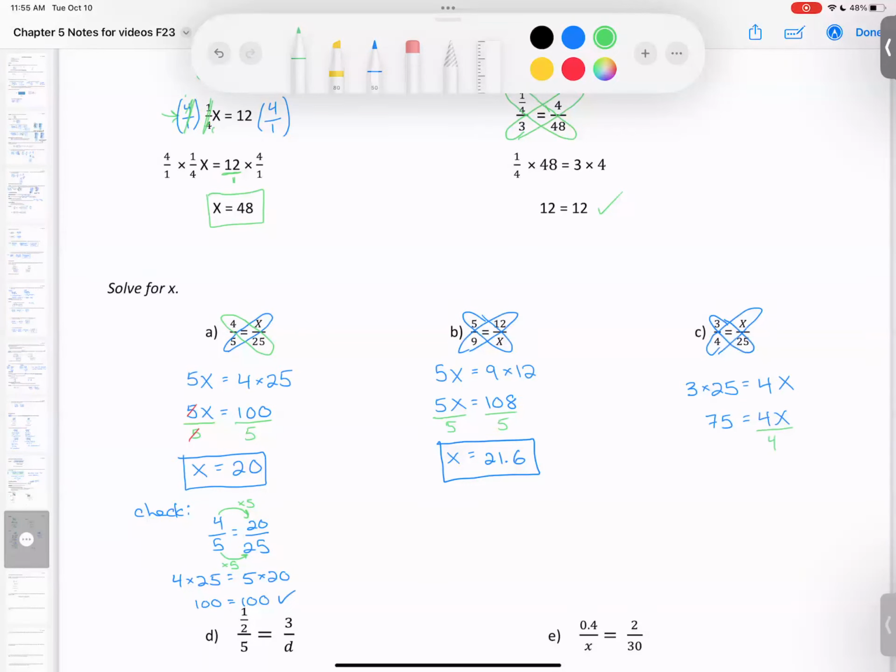So I'm going to divide both sides by 4 here so that my 4s will cancel out on the right and I'll be left with just one plain x. So x here is 75 over 4. And if I do that on my calculator, I get 18.75.